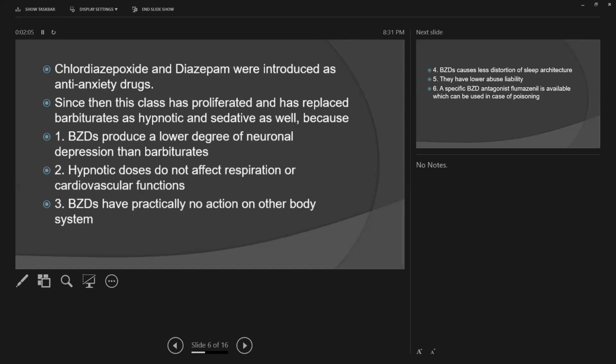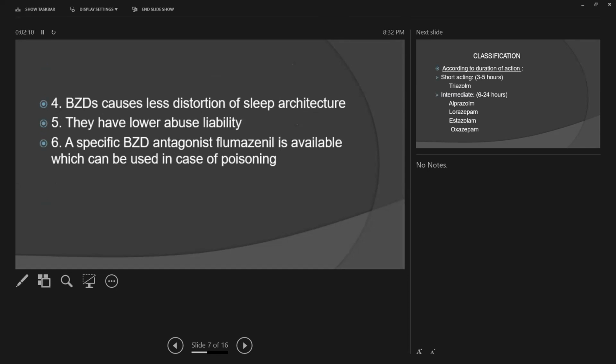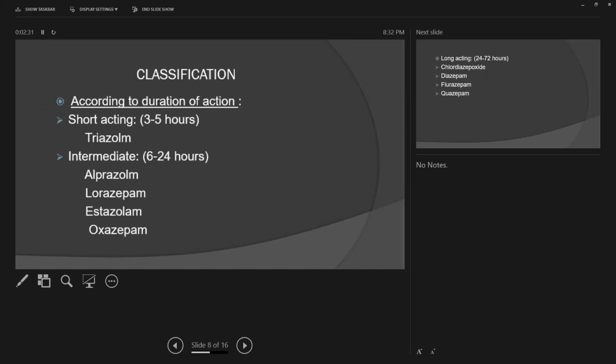Benzodiazepines have practically no action on other body systems. They cause less distortion of sleep architecture and have lower abuse liability. A specific benzodiazepine antagonist, flumazenil, is available, which can be used in case of poisoning or benzodiazepine toxicity. Though benzodiazepines are not that toxic, even if 20 tablets are taken orally they don't cause death. They only cause unconsciousness and mild amnesia.